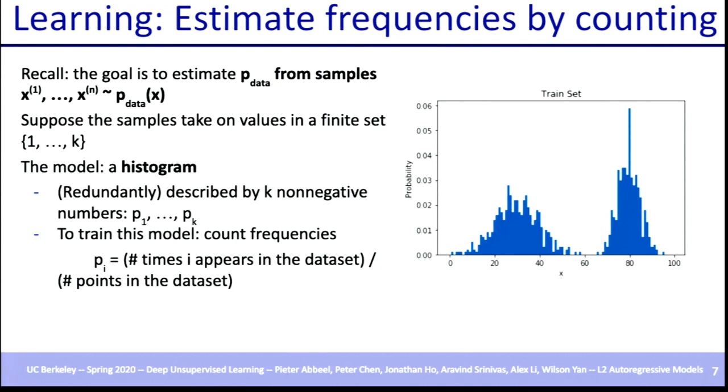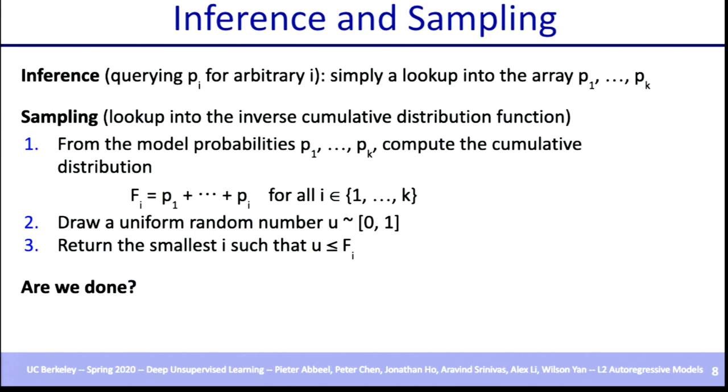Both for learning, because you have to do almost no computation for learning. And it's very fast to sample from, and we'll see that in a moment. And the idea of how we sample from this we'll need in the future also. So inference is just a lookup. If somebody tells you, I got an 81, you can just look in the table and say, oh, 0.06, and you're done. Sampling, how do you do that?